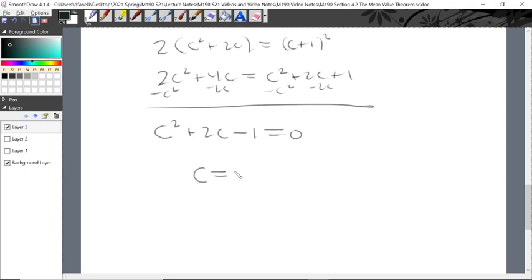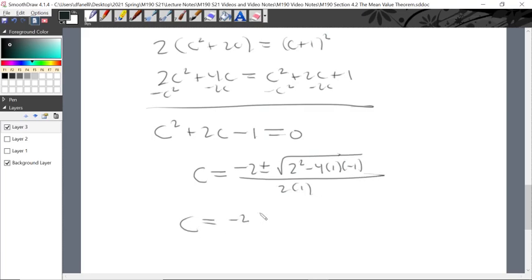By the quadratic formula, we have c equals negative 2 plus or minus the square root of 2 squared minus 4 times 1 times negative 1, all over 2 times 1. So c is equal to negative 2 plus or minus the square root of 4. We got a minus 4 times negative 1, so plus 4, so the square root of 8. This is all over 2, so I'm going to put this over 2, this over 2.